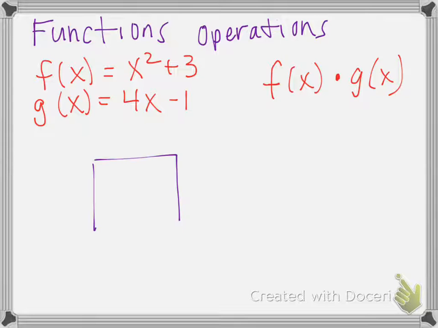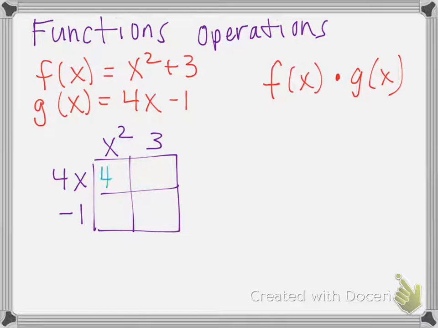I'm going to show the box method. So this is x squared and 3, 4x minus 1. We're going to fill in the center of the box. So this is going to be 4x times x squared is 4x cubed. 4x times 3 is 12x. Negative 1 times x squared is negative x squared. And negative 1 times 3 is negative 3.